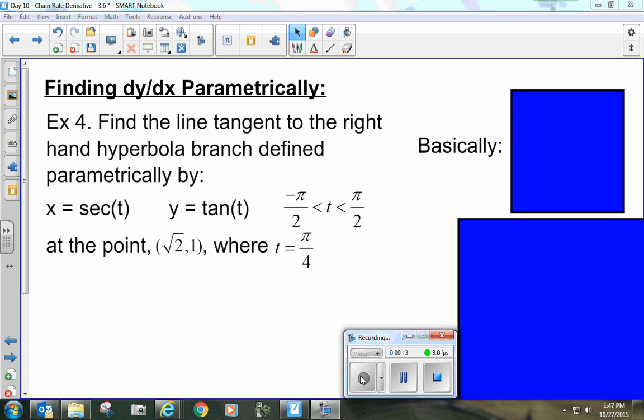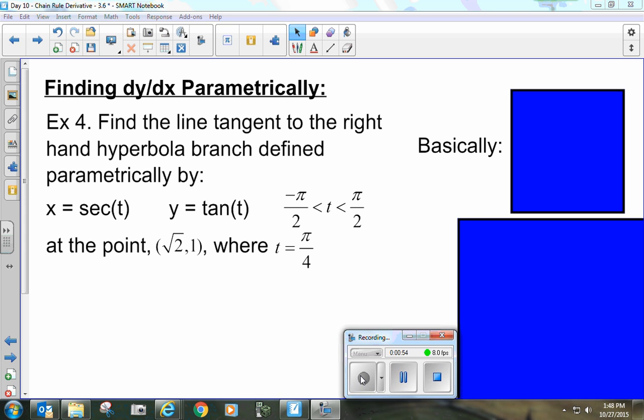All right, so example 4 said, find the line tangent to the right-hand hyperbola branch defined parametrically by x equals secant of t and y equals tangent of t, where t goes from negative pi over 2 to positive pi over 2. So when you take the derivative of something defined parametrically, x gives you a value that you have to compute depending on what t is, and y you also have to compute depending on what t is.